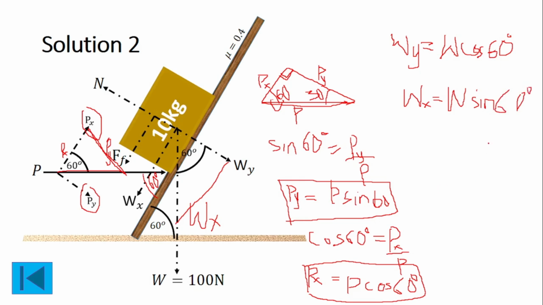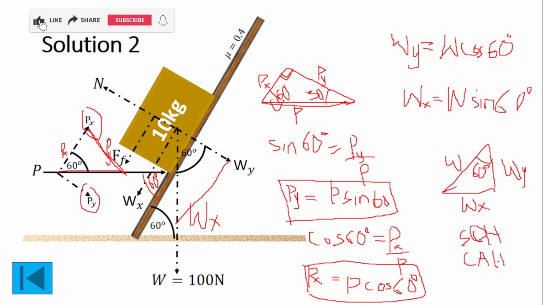If you rotate this triangle, you are going to have something like this, where this is 60 degrees, here is W sub y, here is W sub x, and here is W. So if you use your SOH CAH TOA, like we have done previously in calculating for P, then you can get all these things that we have done now.